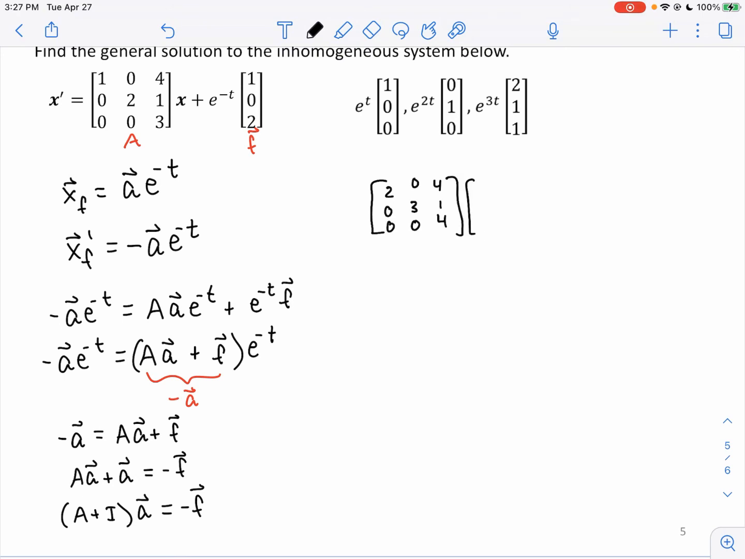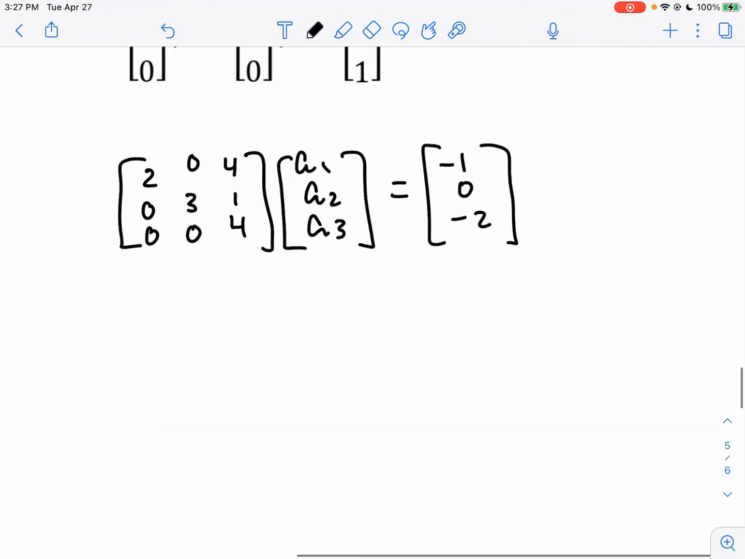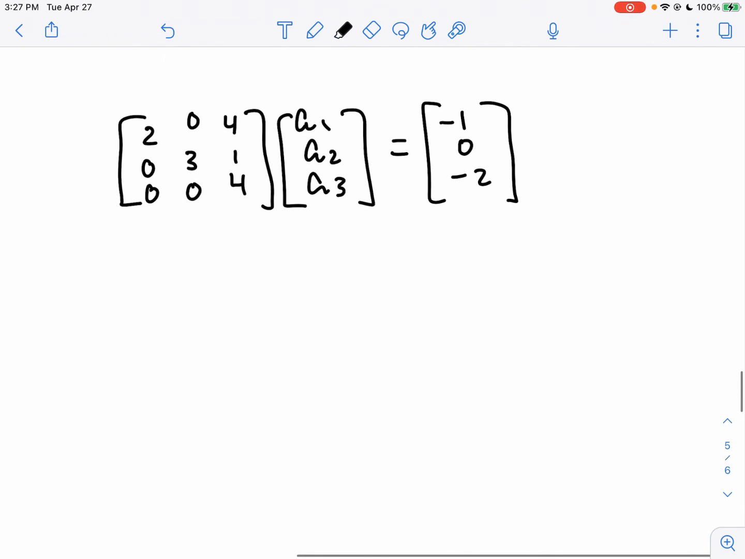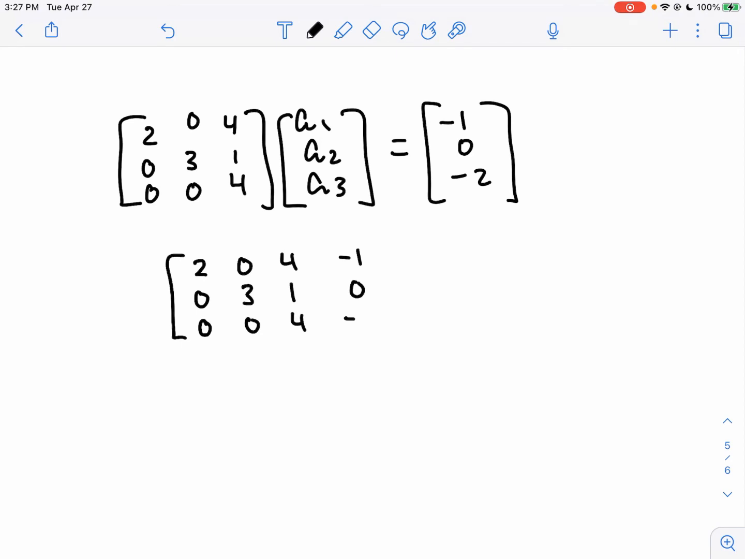That's being multiplied by vector A, which has 3 components, A1, A2, A3. And we want that to be equal to the opposite of vector F, where vector F was this vector right there. So we have -1, 0, -2. And this is the system that we want to solve for A1, A2, A3. Again, I'm going to go with an augmented matrix: 2, 0, 4, -1, 0, 3, 1, 0, and 0, 0, 4, -2, with an equal sign implied right there.